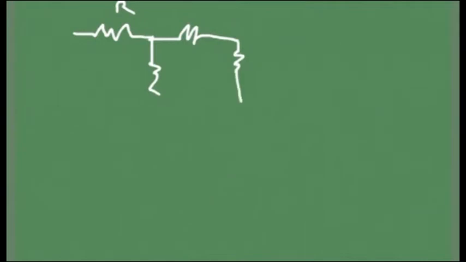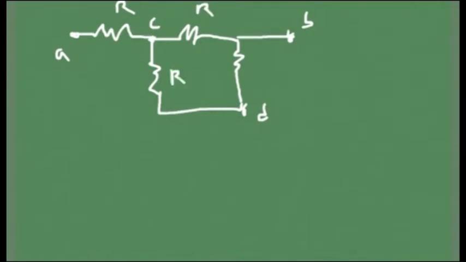Let's look at a little more complicated circuit. Resistor here. We're going to have another one here. Here. And this is point B. This is point A, C, and D. And all the resistors are identical. They're all R.